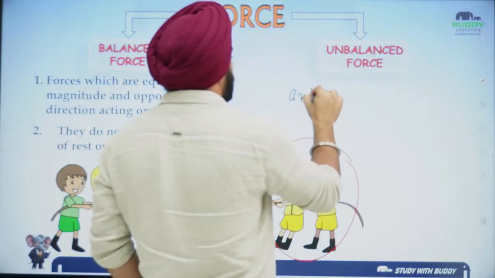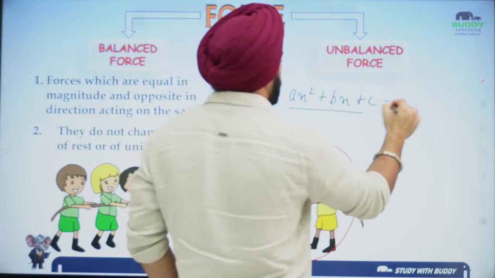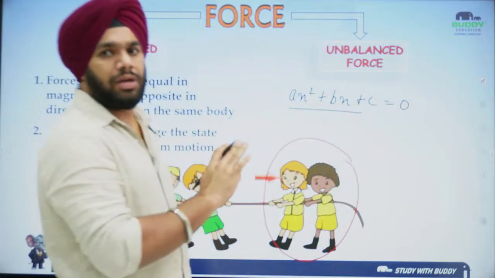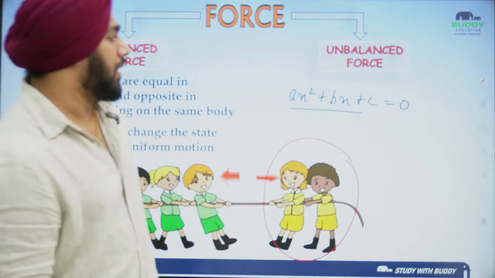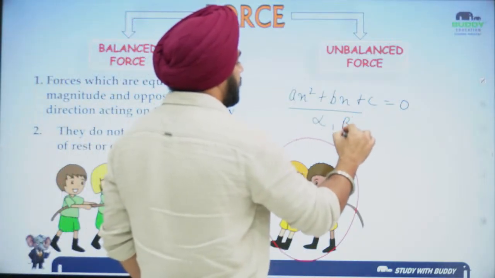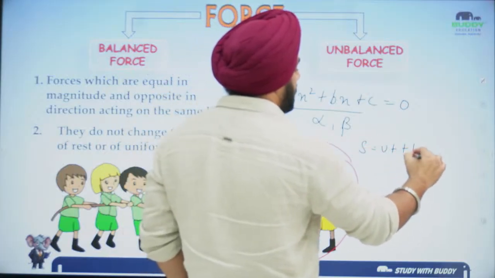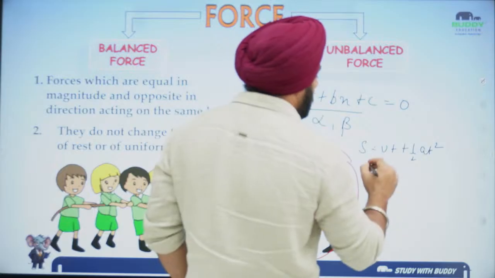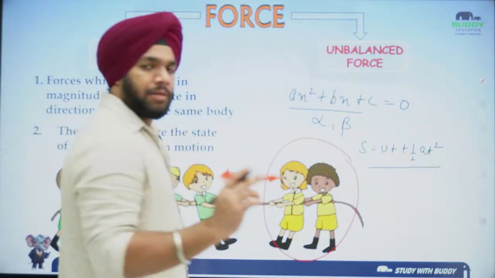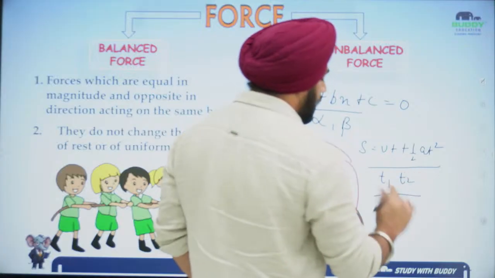This is the general equation, ax square plus bx plus c equal to 0, for a quadratic equation. You must know about it, right? There are two roots, one is alpha and one is beta. So suppose when you solve the equation s is equal to ut plus half at square, you might get two values, t1 and t2, two roots. This is what you are asking about, right?